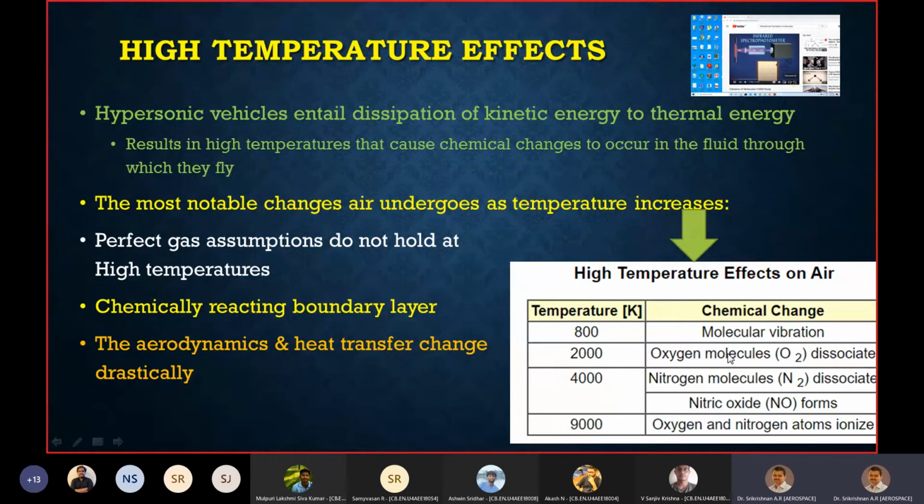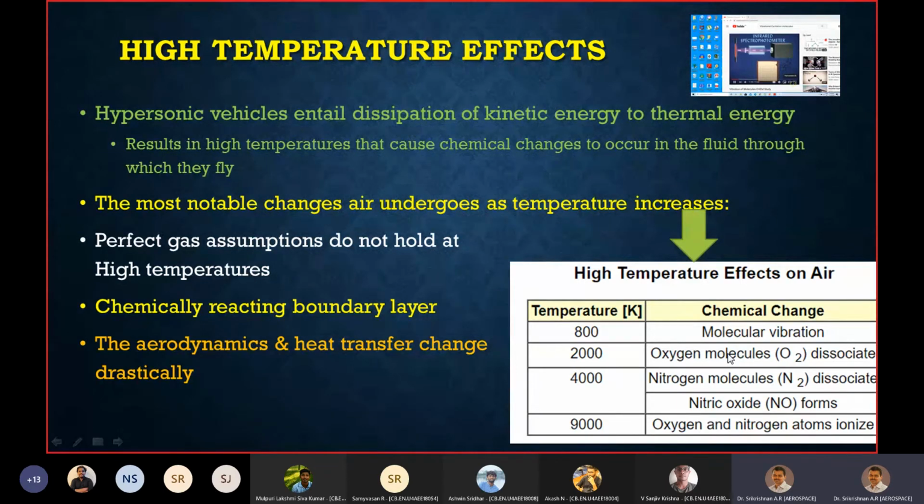Worse still, there will be formation of nitric oxide, NOx, because there will be atomic oxygen. The dissociated nitrogen will react with that, and you have formation of NO. So these are things which will happen at 4000. And when the temperatures are higher still, you may have ionization. Ionization means formation of charged ions of oxygen and nitrogen, so O plus, N plus, etc. So the ionization of the gas will also happen when the temperature keeps increasing.